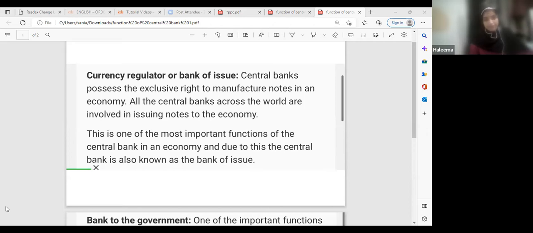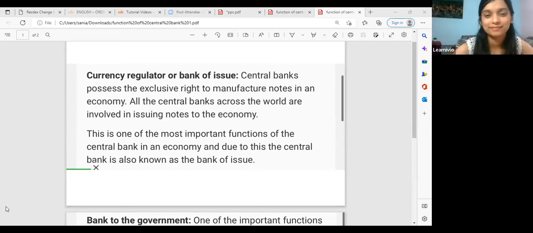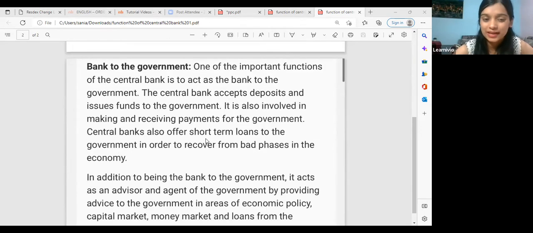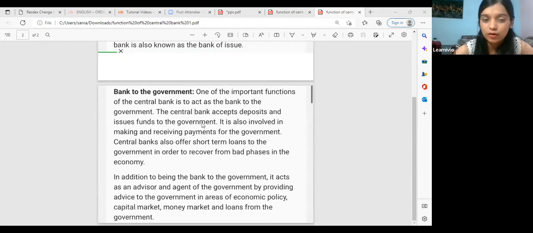Okay, good. Any issue in bank of issue? Okay. Now moving to the next part, which is basically bank of government.